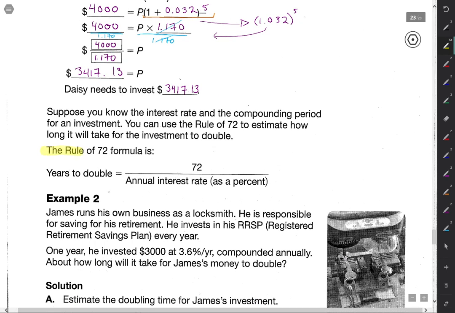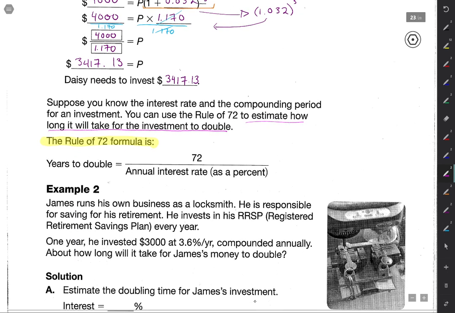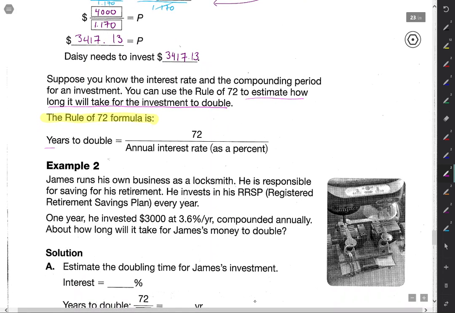Now, in the next part of this topic, they're introducing what is called the Rule of 72. And this is a really easy formula for us to use to estimate how long it will take for an investment to double. So what the Rule of 72 is, the years for it to double is equal to 72 divided by the annual interest rate as a percent. So for this formula, you're going to be using the rate as a percent. This is the only one where we don't have to switch it to a decimal.